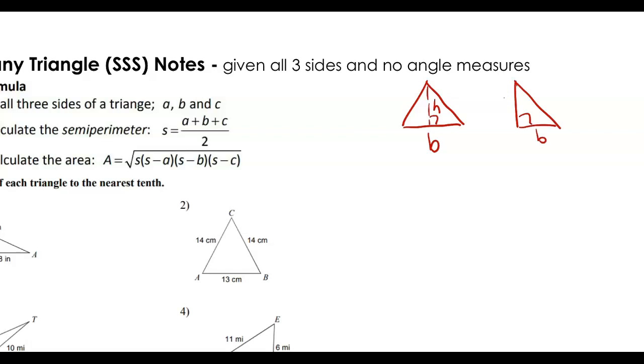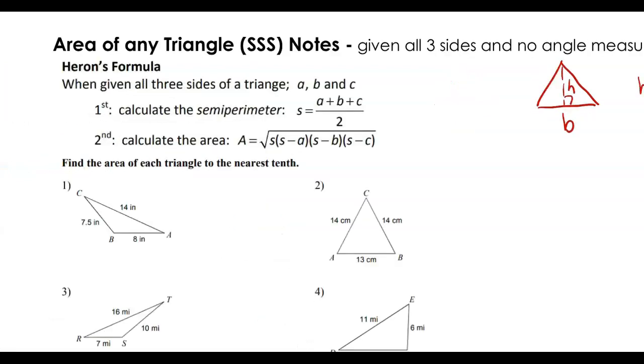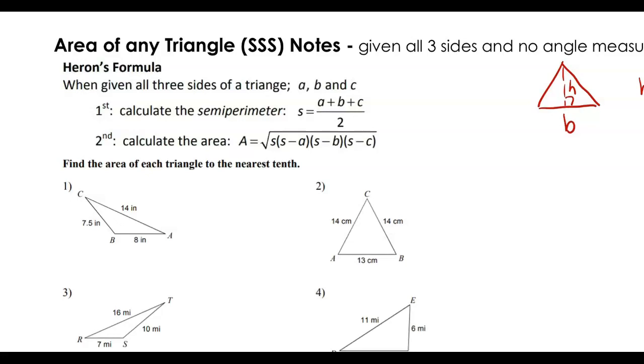This would be your base, this would be your height. For all of these questions, we don't have that. We can't find that height piece. So especially for these questions, we're going to use Heron's formula. Heron's formula is going to help us identify the area of your triangle when you're not given the base and the height. So there's 2 steps to this formula.